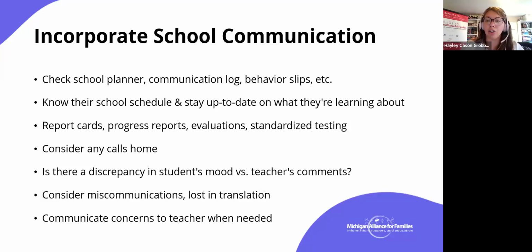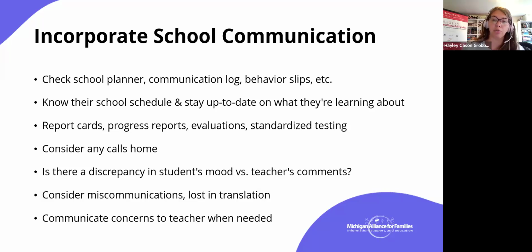If you're getting calls home, good or bad, you should discuss it with your child. If it's a bad call home, you want to make sure that you're getting their side of the story.